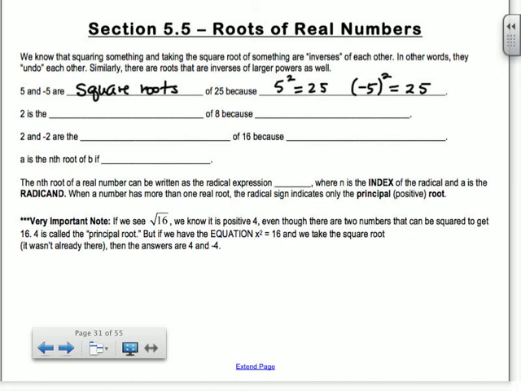Okay, so the next one, 2 is the blank of 8. So 2 is the, you know what it's called? What kind of root? Cube root. So 2 is the cube root of 8 because 2 cubed equals 8. 2 and negative 2 are the fourth roots of 16 because 2 to the fourth equals 16 and negative 2 to the fourth equals 16 as well.